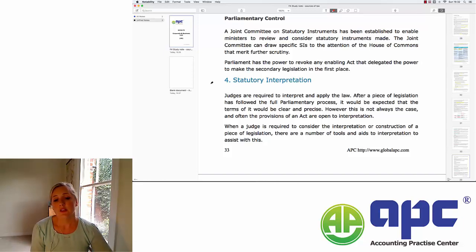So we're going to have a look at statutory interpretation in the next lecture.